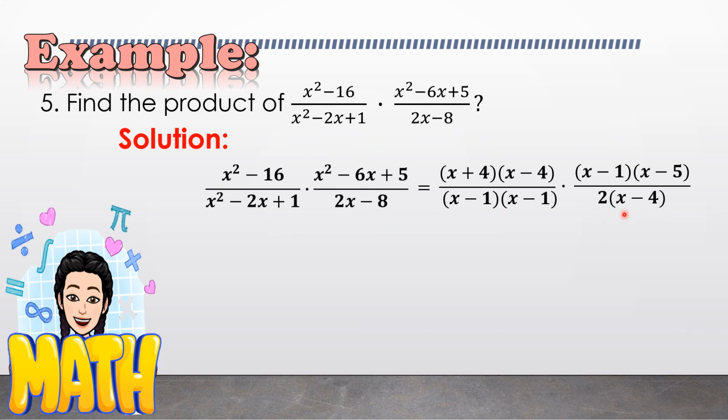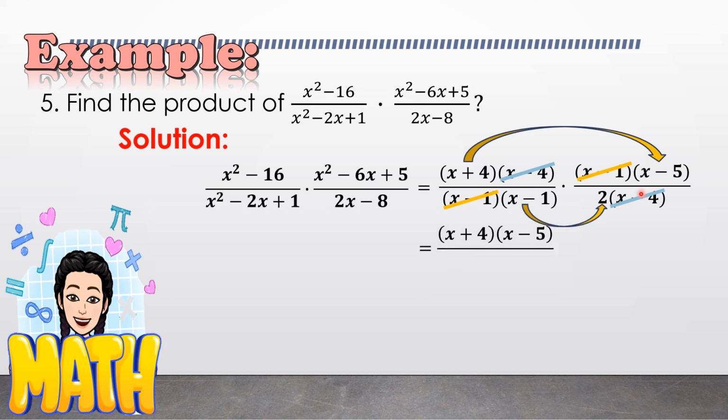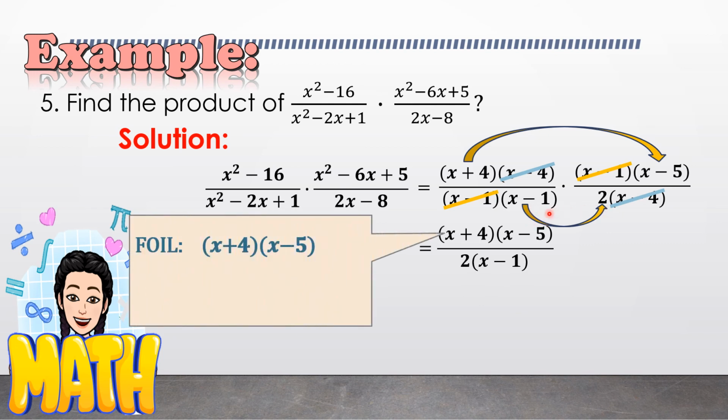Then, since ang kailangan na natin is the product, we need to divide all the common factors such as x minus 4 and x minus 1. Then, multiply the remaining factors. So, x plus 4 times the quantity x minus 5. Remember that in multiplying binomials, we need to apply methods such as FOIL method. So, dito, ang i-apply natin is FOIL. Then, sa denominator, we have 2 times x minus 1.